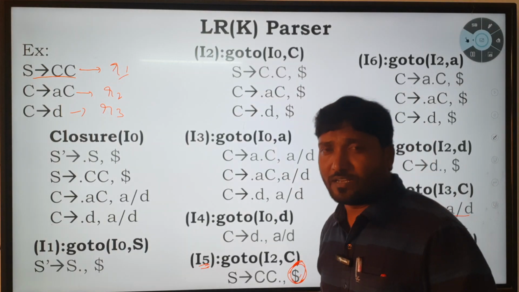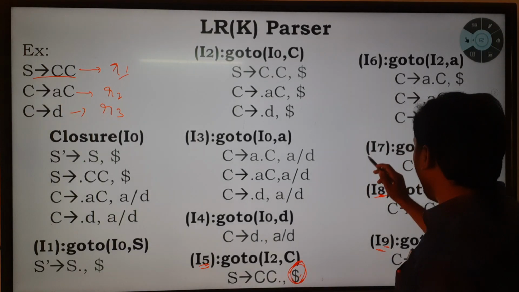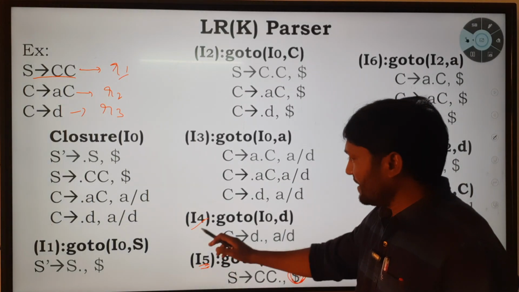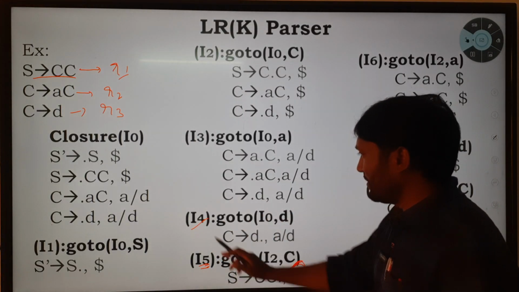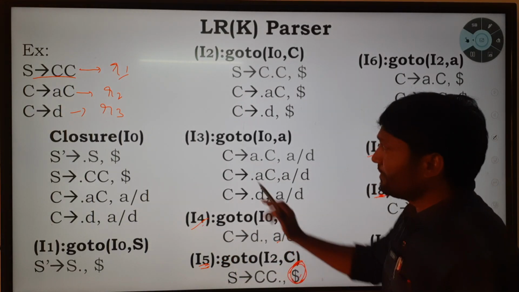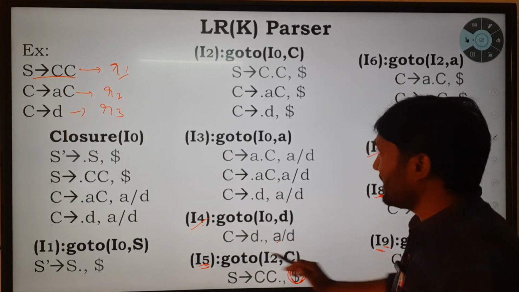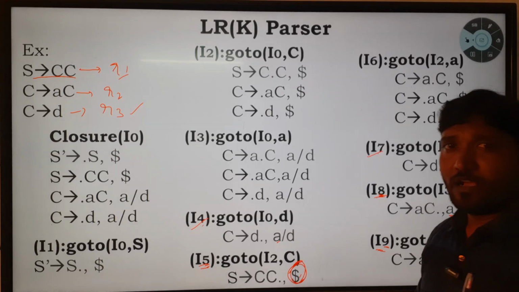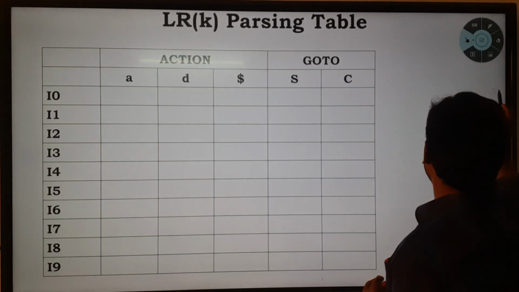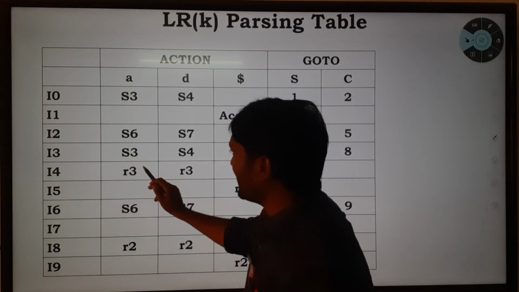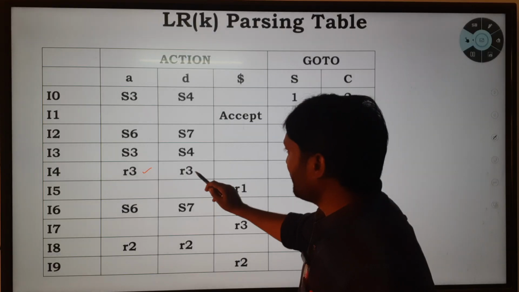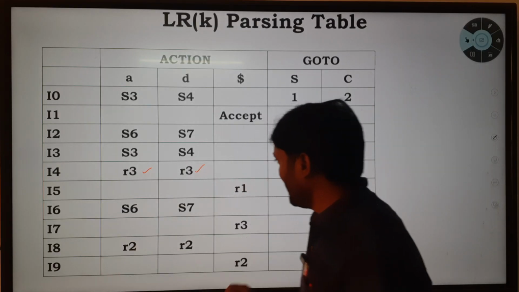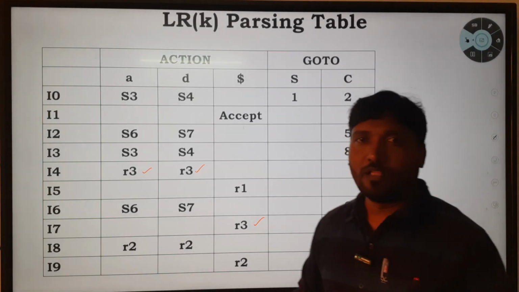And next one, now come to the third one, C derives D. Check out where it is ended. It is ended in I7 and I4. Now 4 comma A can be filled with R3, 4 comma D can be filled with R3, and 7 comma $ can be filled with R3. Now check out the table. 4 comma A can be filled with R3 and 4 comma D can be filled with R3, and it is ended in I7 also. 7 comma $ can be filled with R3.